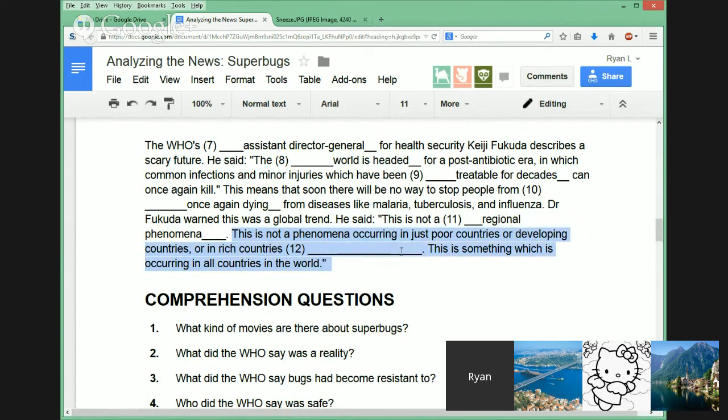Number 12. This is not a phenomenon occurring in just poor countries or developing countries or in rich countries or developed countries. This is something which is occurring in all countries in the world. Okay, very good. Excellent job, everybody. Good listening skills.